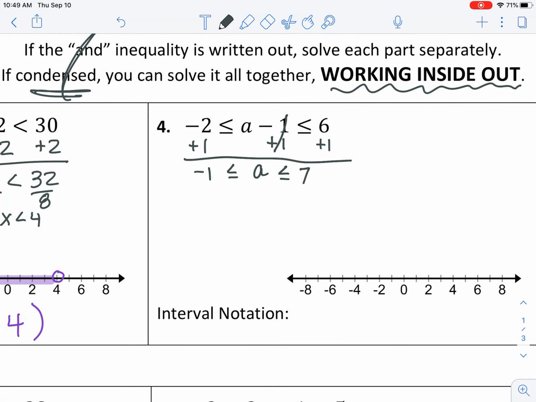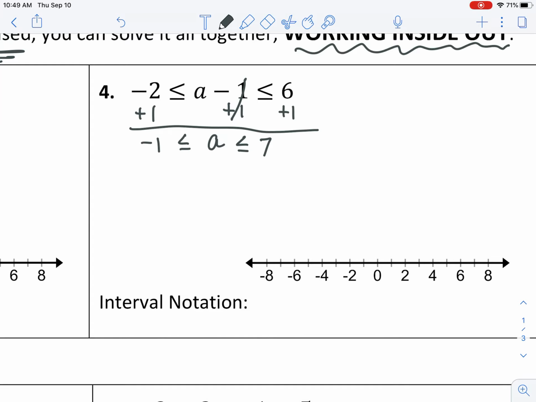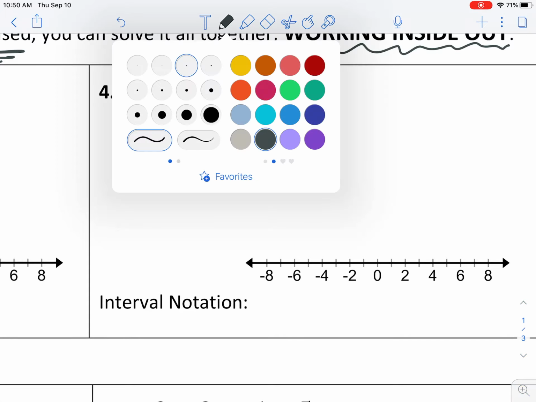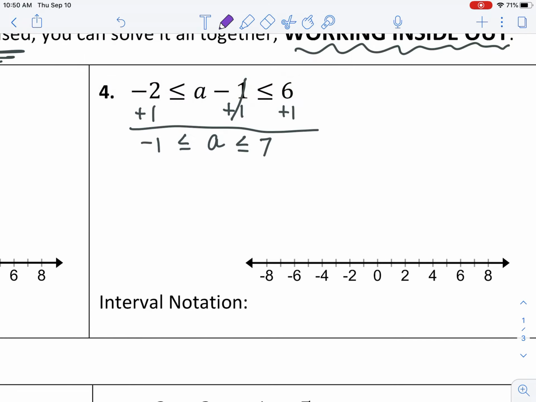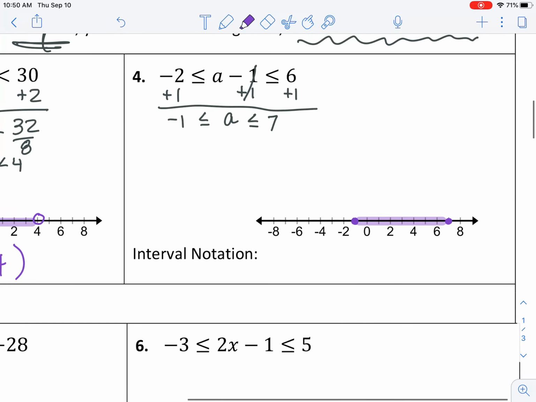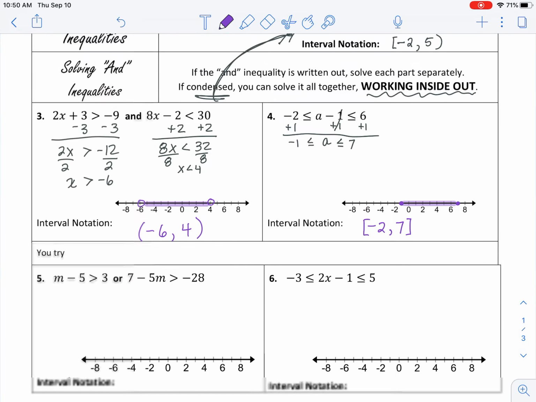I like this way better because then I think it's so obvious how you graph it. So the values at work are in between -1 and 7 and including -1 and 7 because of the less than or equal to signs. So closed point at -1, closed point at 7, and my values of a that are solutions are everything in between. So there's my solution as a graph, and then in interval notation left to right, -1 to 7, and brackets on both sides because it's a closed point. So that is your interval notation.